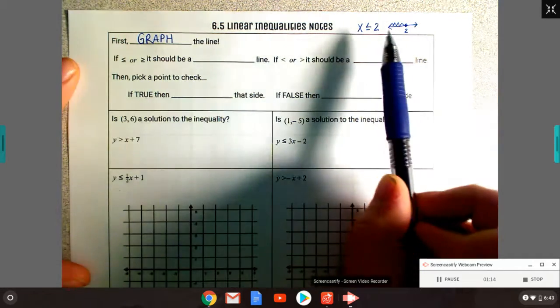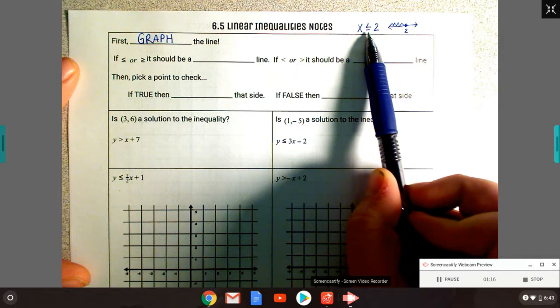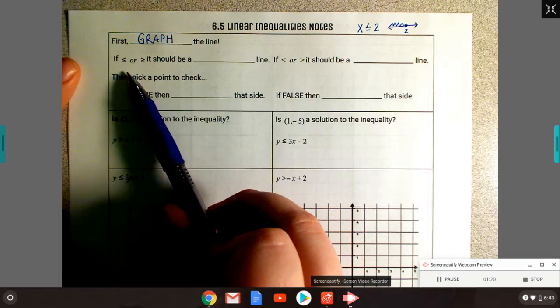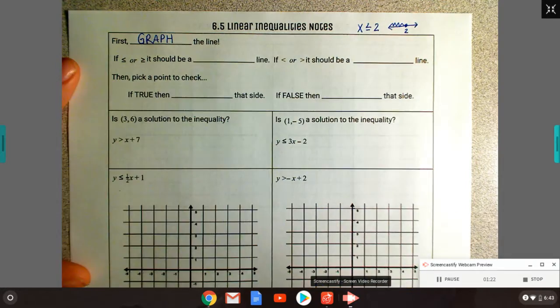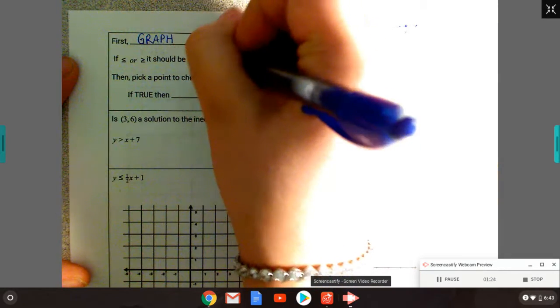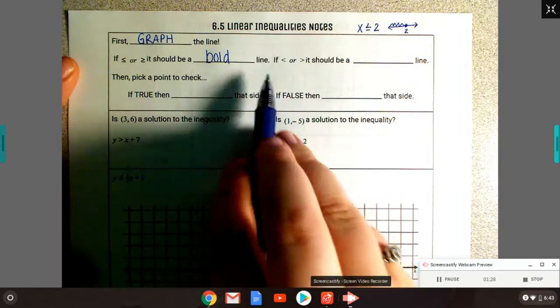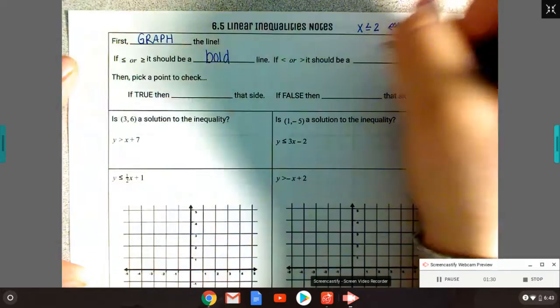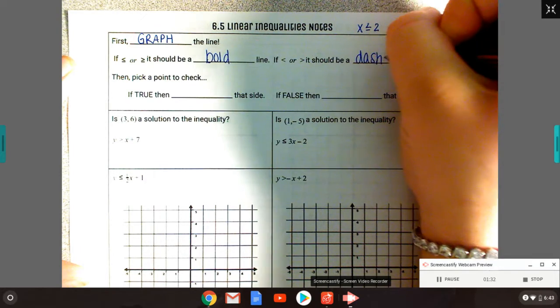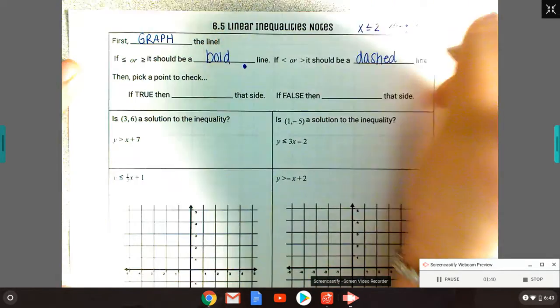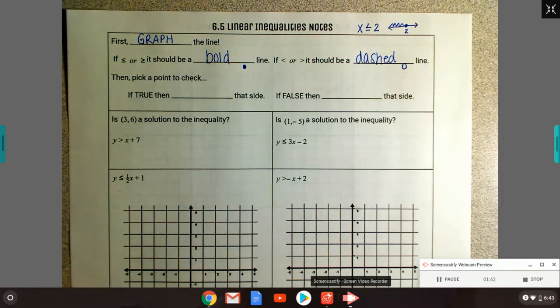So just like before, where less than or equal to, greater than or equal to was a closed dot, if we have the same symbols, less than or equal to, greater than or equal to, it should be a bold line. And if we have the other ones that we previously used an open dot for, less than or greater than, it should be a dashed line. So that's the first big thing. That corresponds to the closed dot and the dashed line. You can remind yourself that it was like that before with one variable.